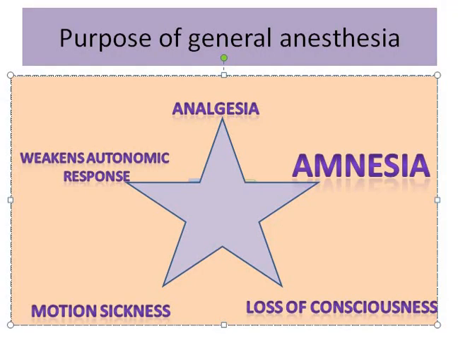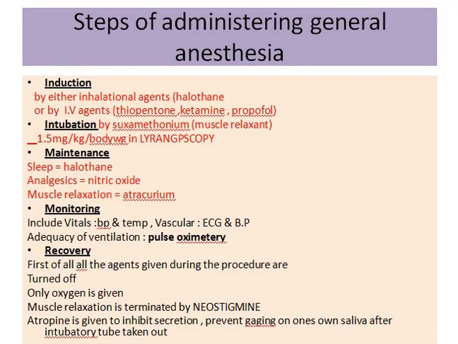The basic principles of general anesthesia are shown to you by the 5 corners of a star. It provides analgesia, amnesia, loss of consciousness, weakening of the autonomic response, and one of its side effects is motion sickness. Now we'll again discuss the administration of general anesthesia stepwise, the first phase being induction. Induction is either by inhalational agents such as halothane or by IV agents such as thiopentone, ketamine, and propofol. Intubation is by suxamethonium, which is a muscle relaxant. We give it approximately 1.5 mg per kg body weight in the laryngoscope.